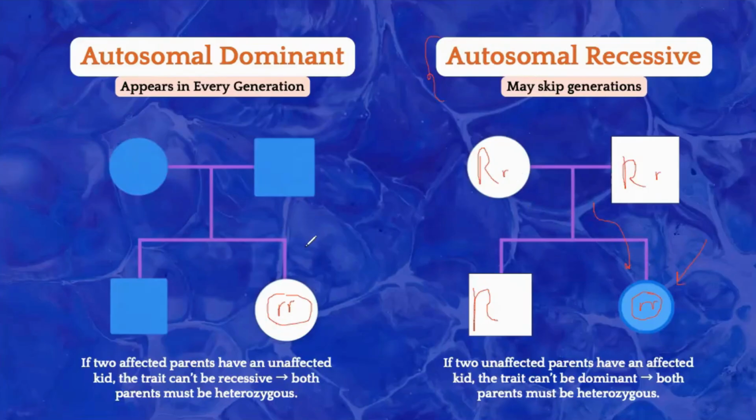Now, if we're talking about autosomal dominant, basically that means those who have the disease are going to have a capital R, which basically means that if two parents are affected, the trait is going to appear in every generation. The trait can't be recessive. The parents have to be heterozygous for one individual to come out as not having the disease. So we can see the difference between these two pedigrees. Of course, the pedigrees would be more expansive, but this is just an example in short form.